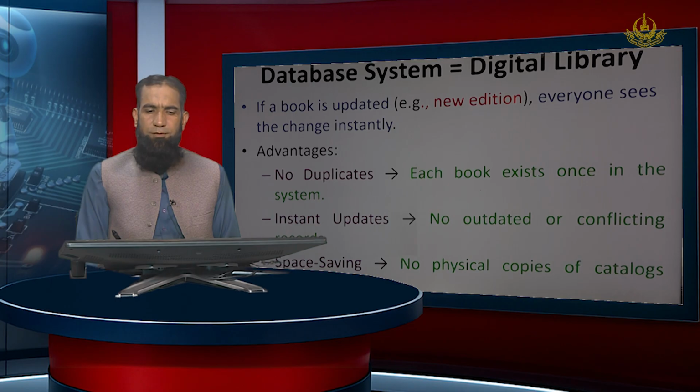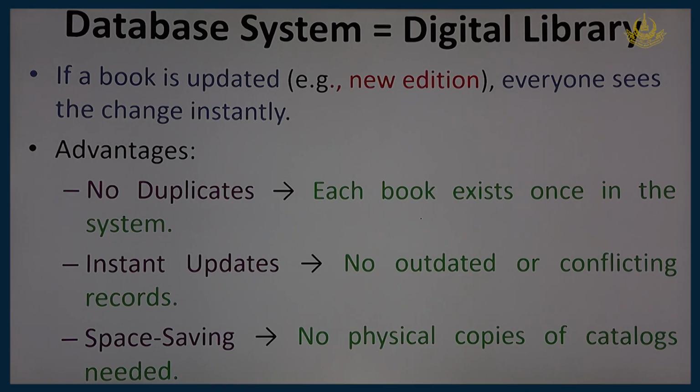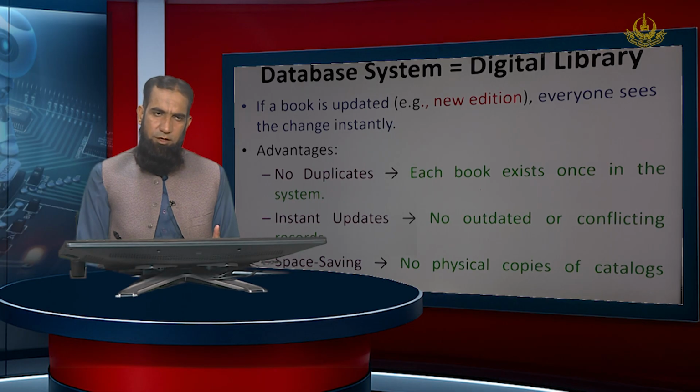If a book is updated, for example a new edition, everyone sees the change instantly. Its advantage is no duplicates. Each book exists once in the system. If we are going to delete, we delete it in one place. Instant updates mean no outdated or conflicting records. If we enter a record, we enter it once, and all people can access it directly. It's also space saving. No physical copies of catalogs are needed.